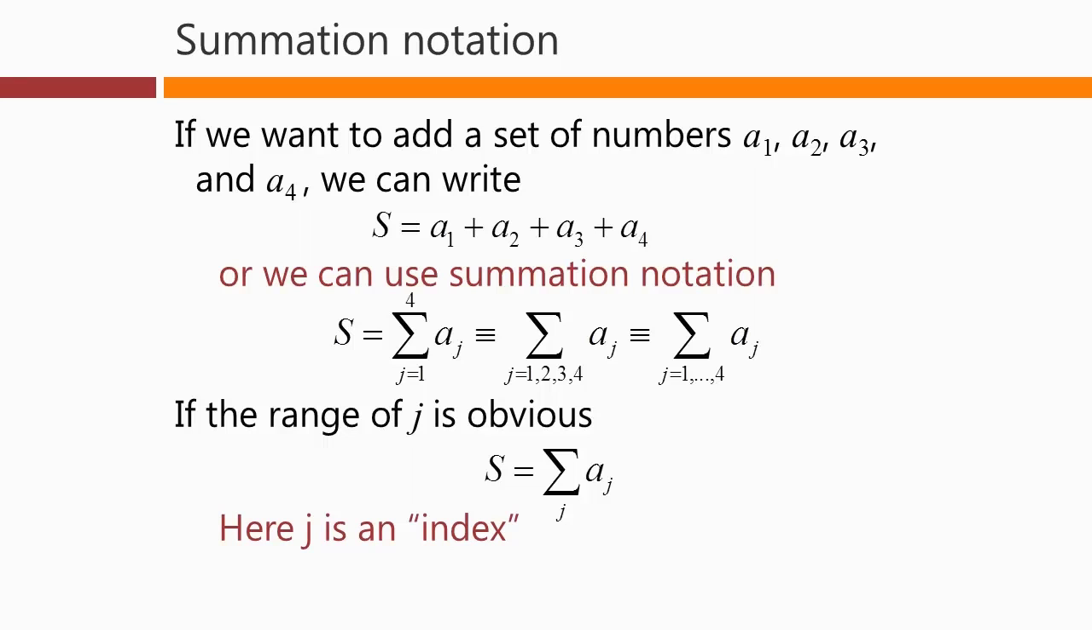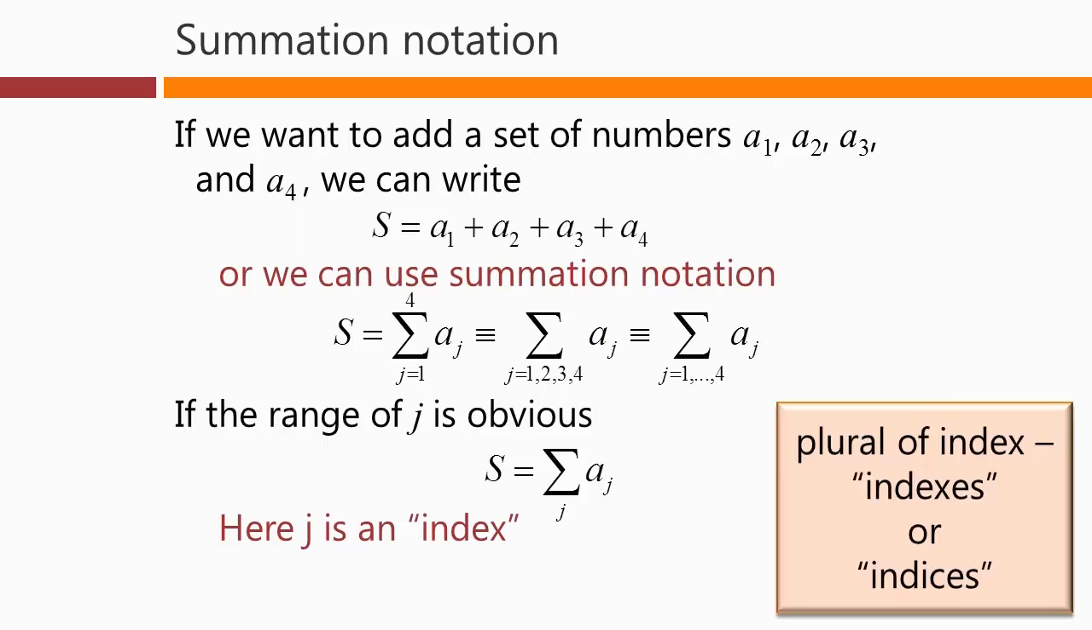J here is what's called an index, so the j on the bottom of the numbers here is an index. The same index is in this summation sign. Incidentally, the plural of index can be either indexes or indices, and you'll hear both of these used in math and science. For the index of a book, perhaps we only use indexes if we have several books with different indexes. But as I said, in math and science, we will also use this term indices.